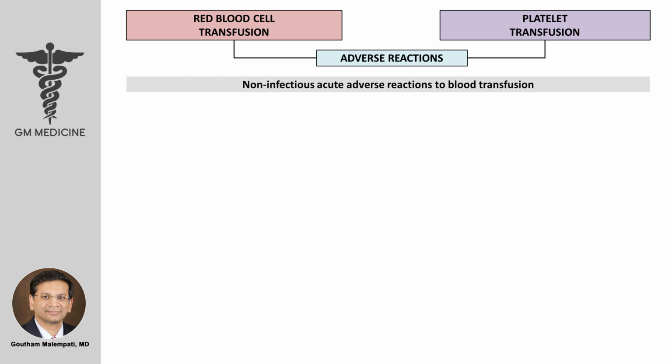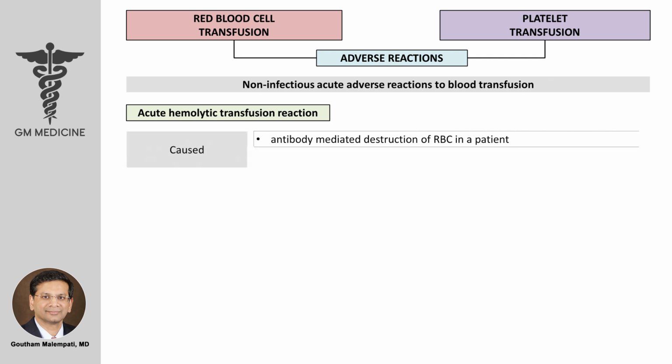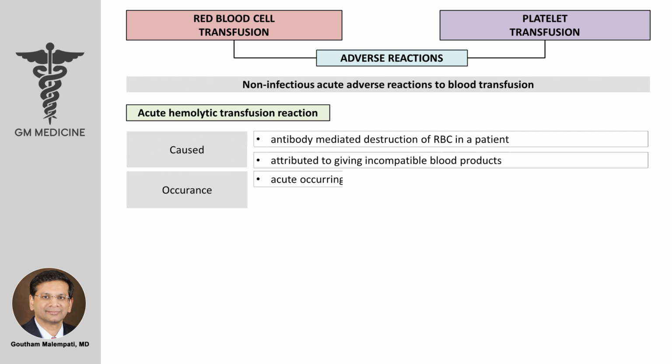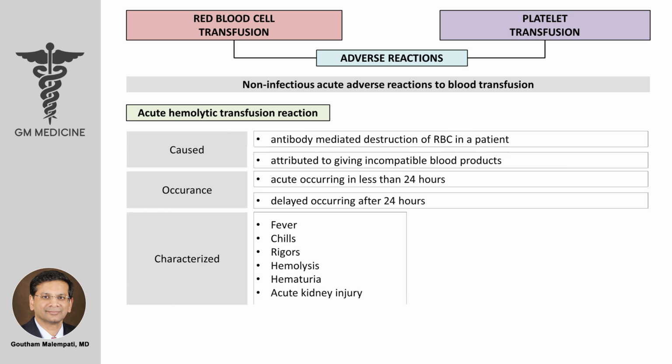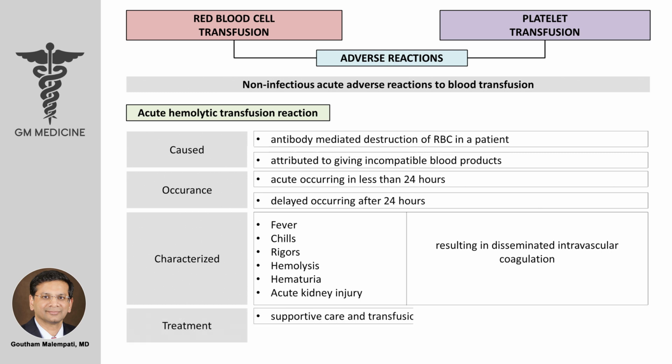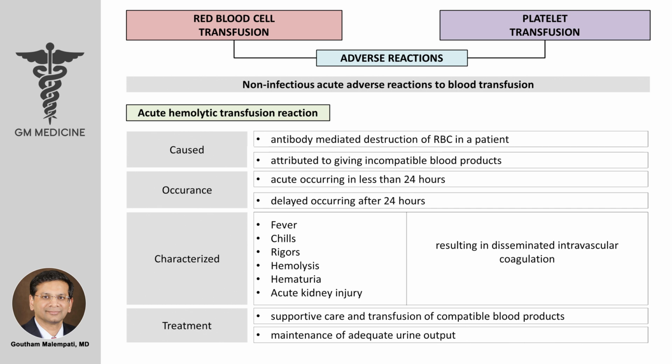Washed blood products. Acute hemolytic transfusion reaction is caused by antibody-mediated destruction of red blood cells in a patient, and it is mostly attributed to giving incompatible blood products. These reactions can be acute, occurring in less than 24 hours, or delayed, occurring after 24 hours. This reaction is characterized by fever, chills and rigors, hemolysis, hematuria, acute kidney injury, resulting in disseminated intravascular coagulation. Treatment includes supportive care and transfusion of compatible blood products and maintenance of adequate urine output.